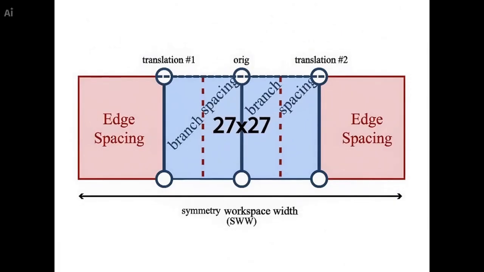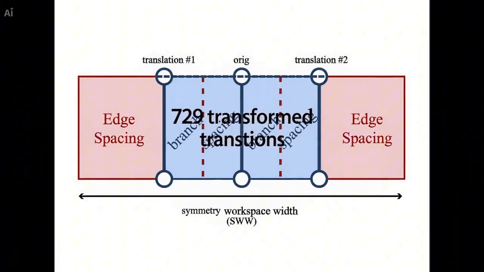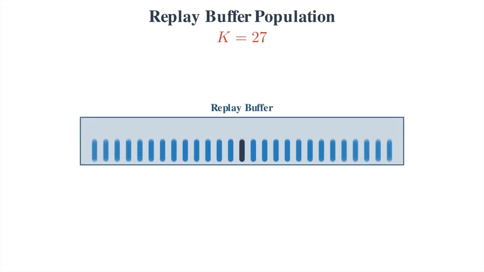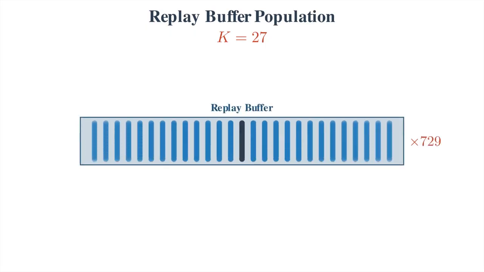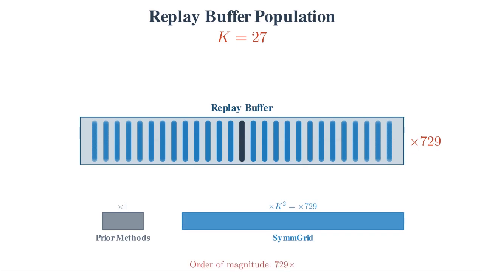Consider data superscaling. A single robot state-action transition can produce hundreds of valid transitions, providing an order of magnitude higher data rate than prior image-based methods. And because these transformations are applied at the replay buffer level, SymmGrid can be dropped in as a wrapper directly onto SORL and RLPD without modifying the underlying code.